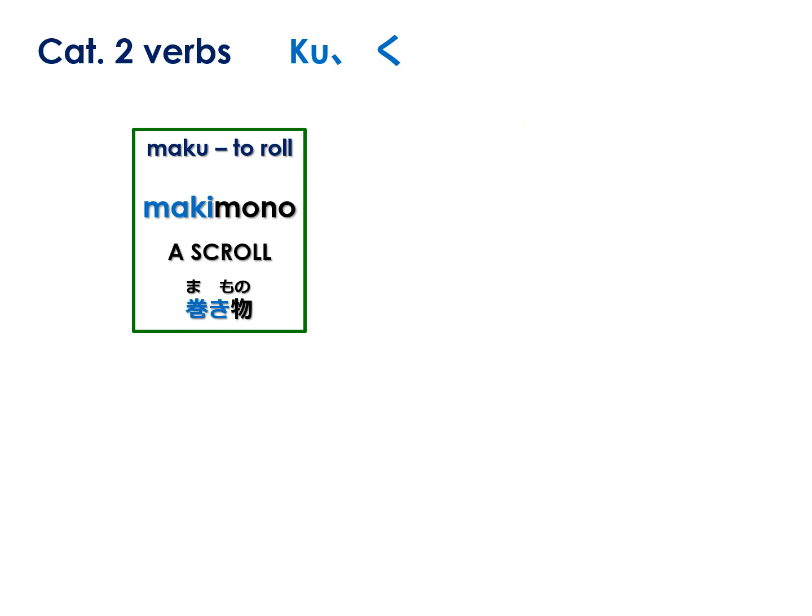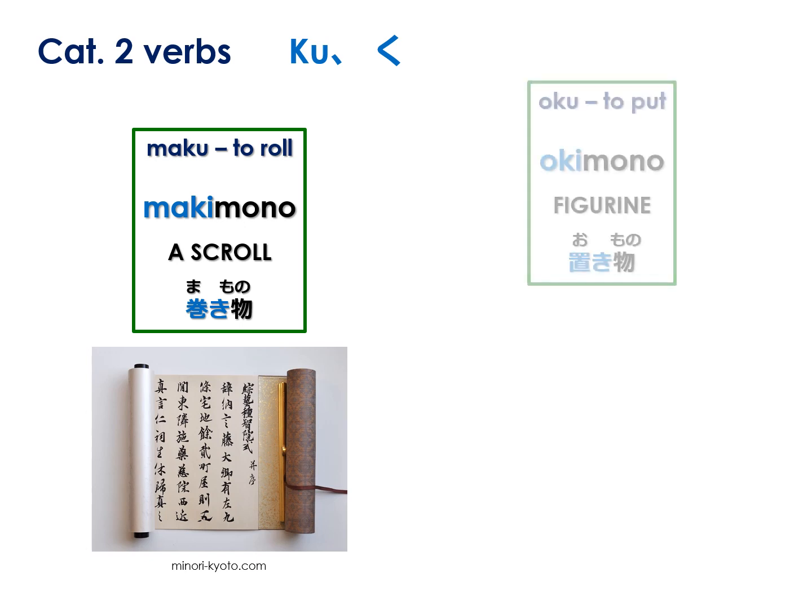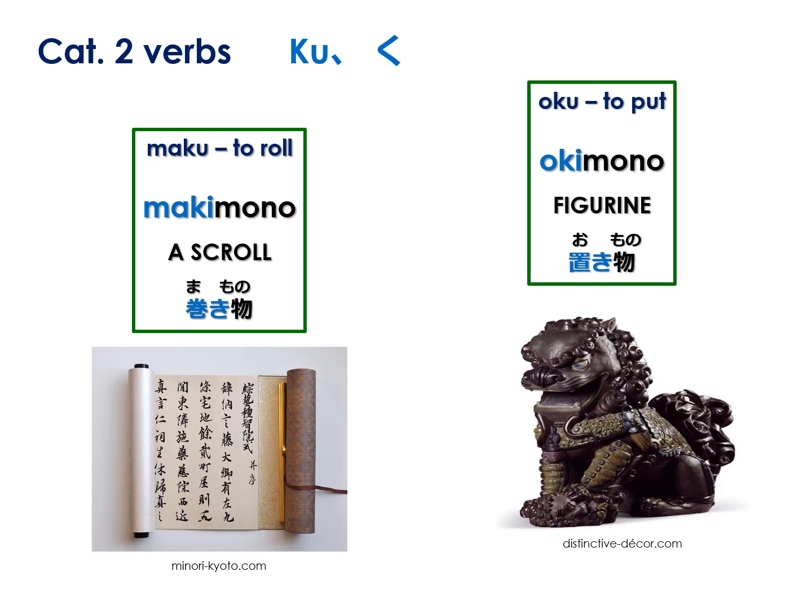Maku means to roll, and makimono means a rolled book or rolled drapery. Oku means to put, and okimono means a figurine or an alcove ornament. It can also mean figurehead or someone in a high position but has really no power.